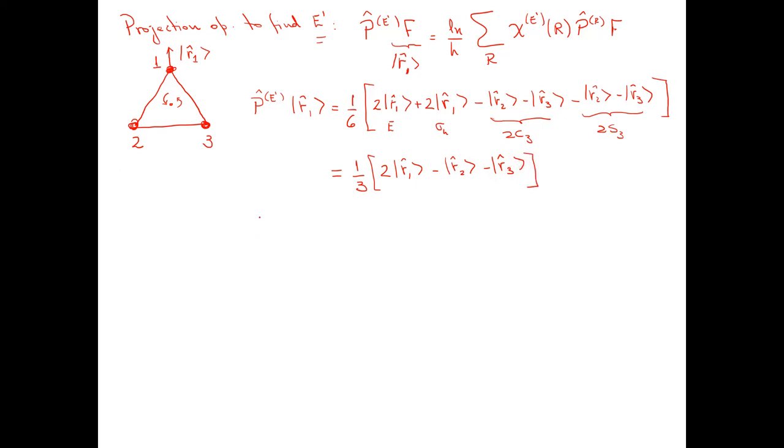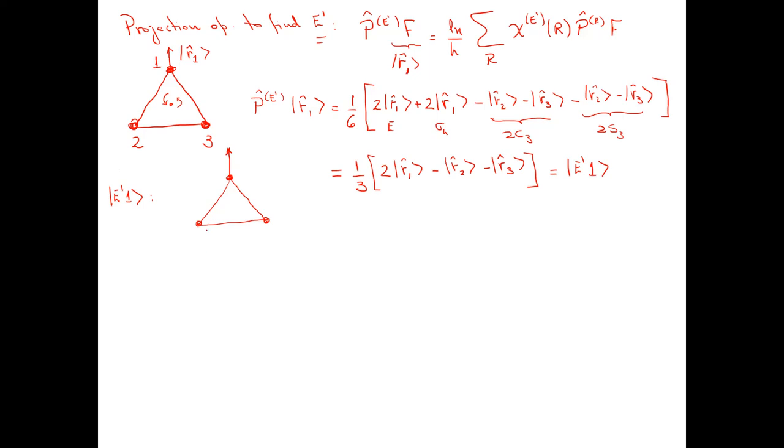So let me draw these normal modes. I'm going to call this E prime 1, the first partner of the E prime representation. So E prime 1 looks like this. If I draw my triangle again, we have twice positive radial component on R1. So this is a kind of a big vector here, positive.